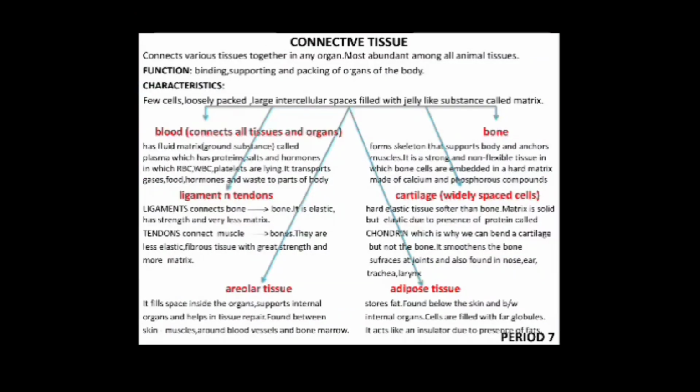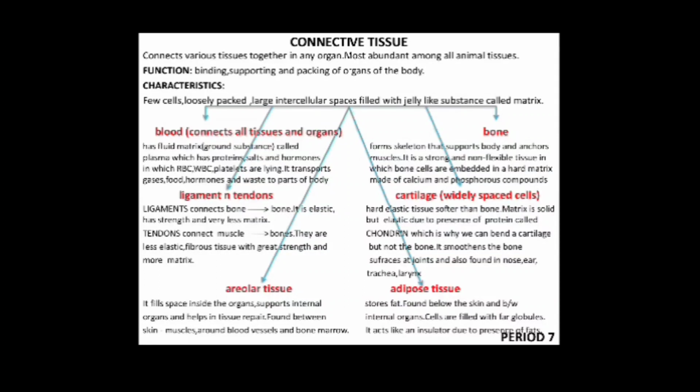Next is the connective tissue. So, the connective tissue connects various tissues together in any organ. Most abundant tissue which is found among all the animal tissues is the connective tissue. What function it plays is of binding, supporting and packing of organs of the body. Its characteristics of the cells of this tissue are: there are few cells which are loosely packed, large intercellular spaces which is filled with jelly-like substance which is known as matrix or medium.